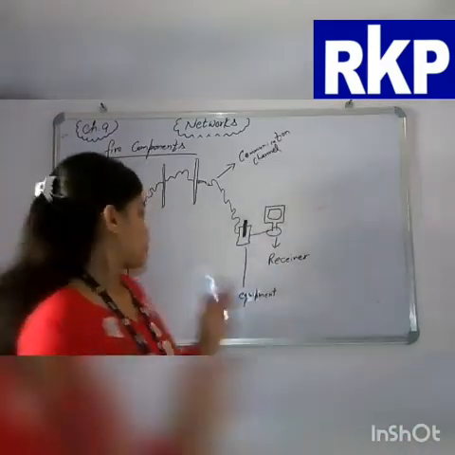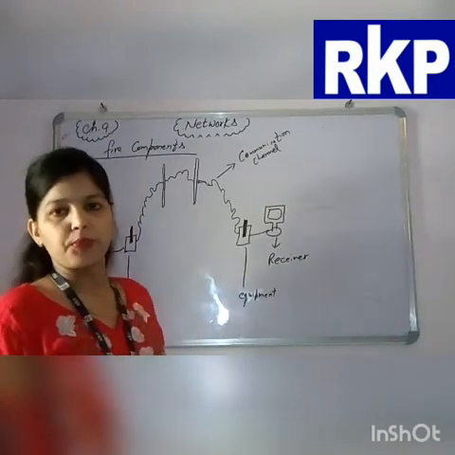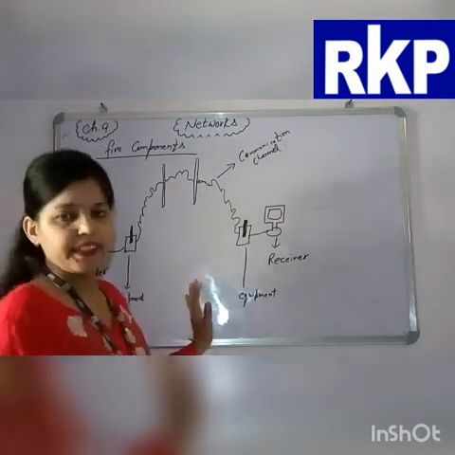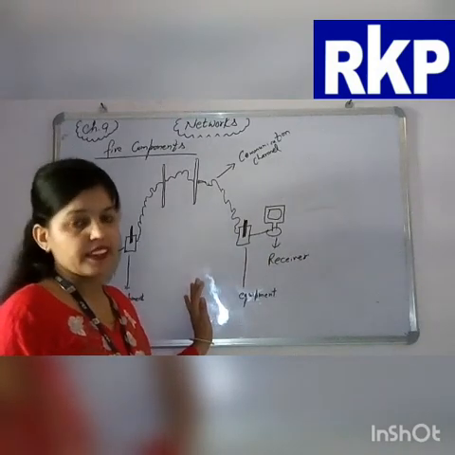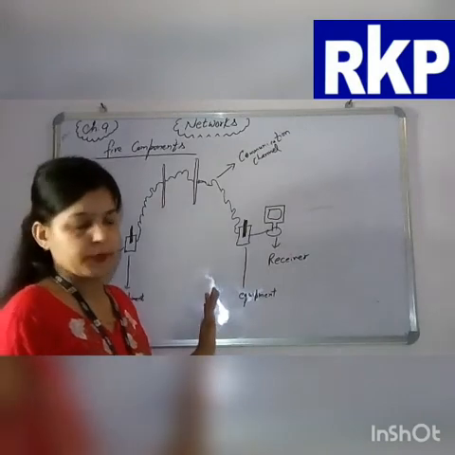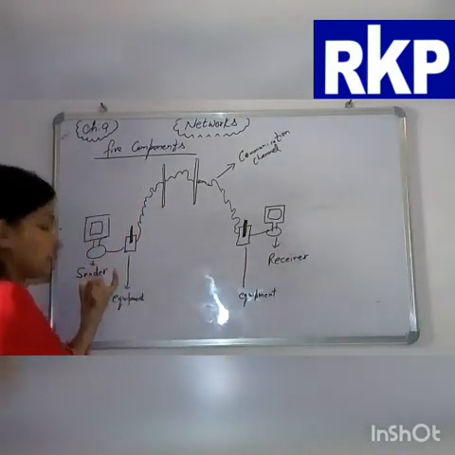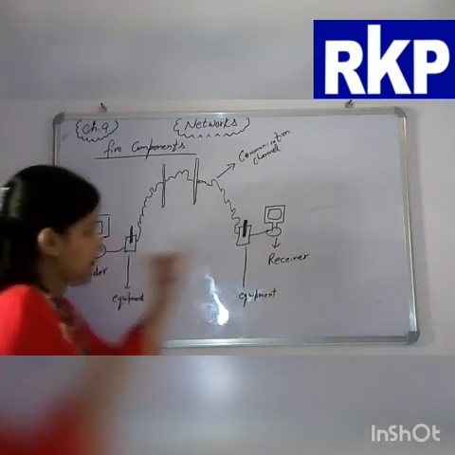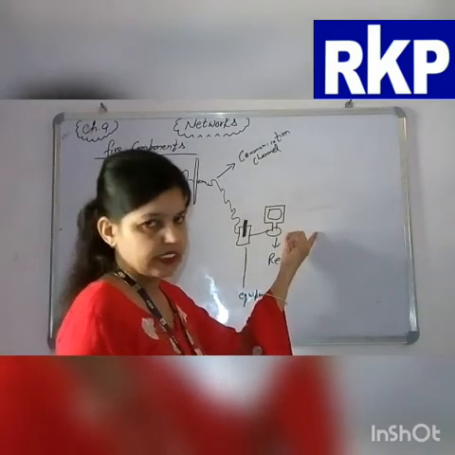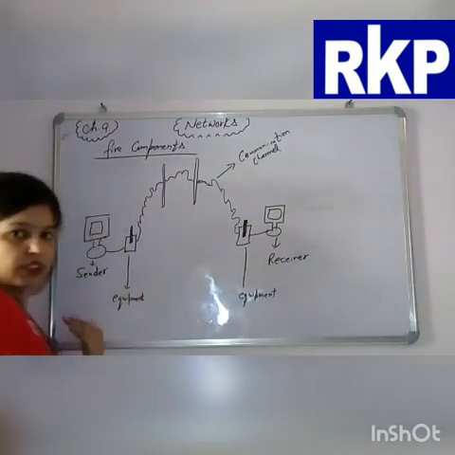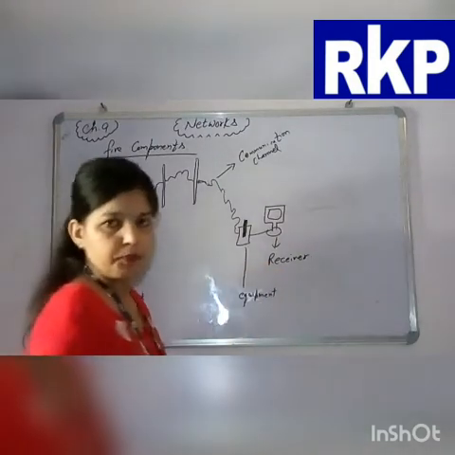Now students, let us talk about 5 components network. Students, in 5 components network, you are already aware that we have 5 components. Let us take the example. One sender computer is here and one receiver computer is here. Either it can be sender or it can be receiver, or sender receiver.